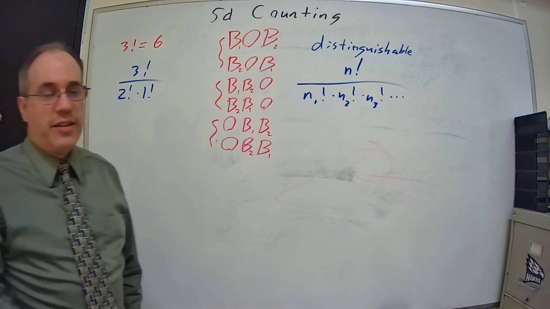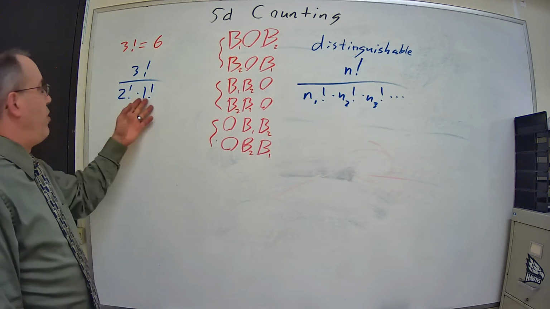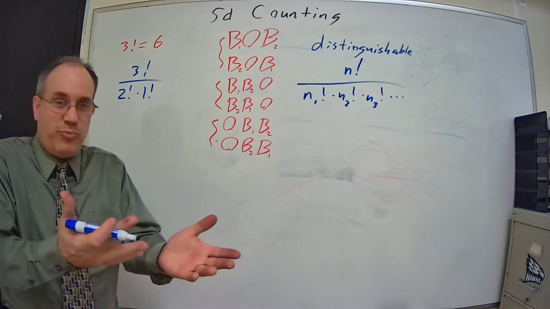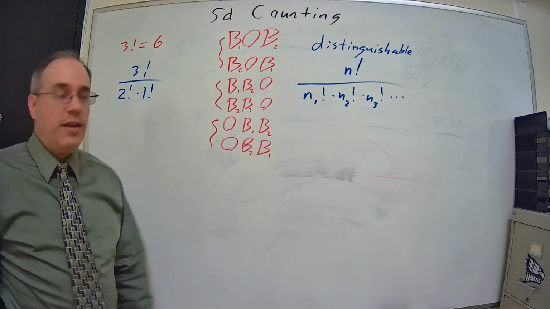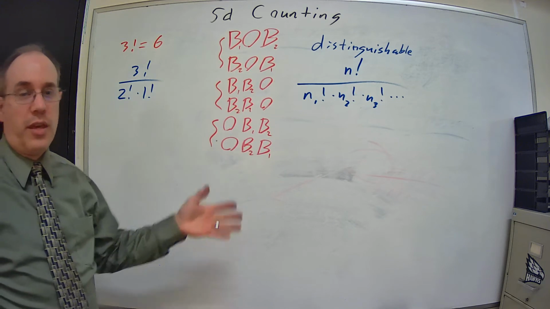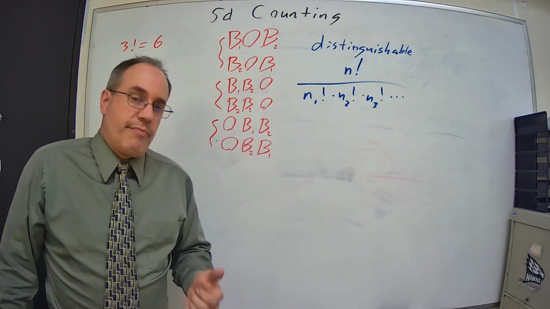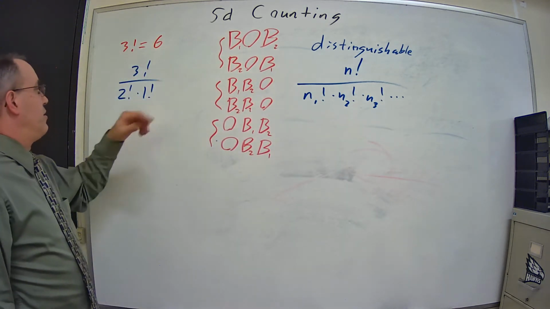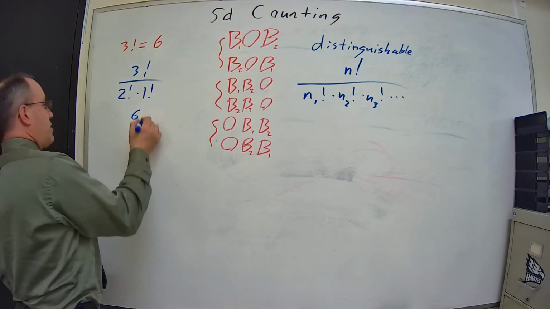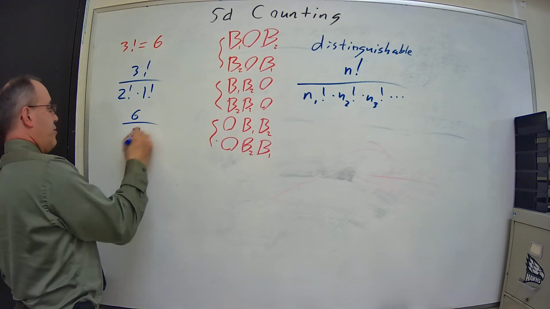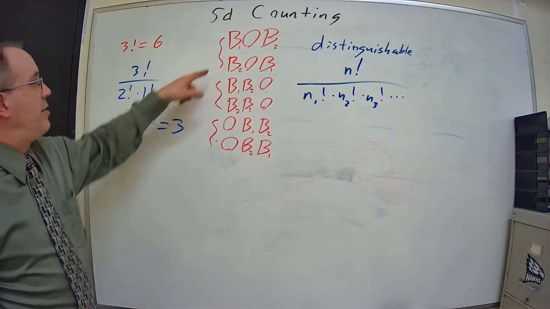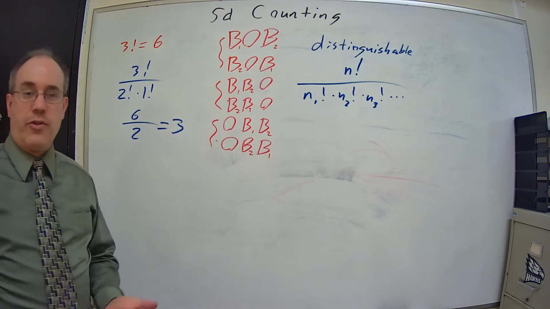Now I will tell you that in general, I tend to leave out the 1 factorials because 1 factorial is 1. 1 multiplying down to itself is 1, right? So it doesn't really tell us much, so if we have just a single case of something, it's usually advantageous to just leave it out. But now we have 6, 3 factorial is 6, over 2 factorial is 2, or 3 distinguishable arrangements. 1, 2, 3 distinguishable arrangements.